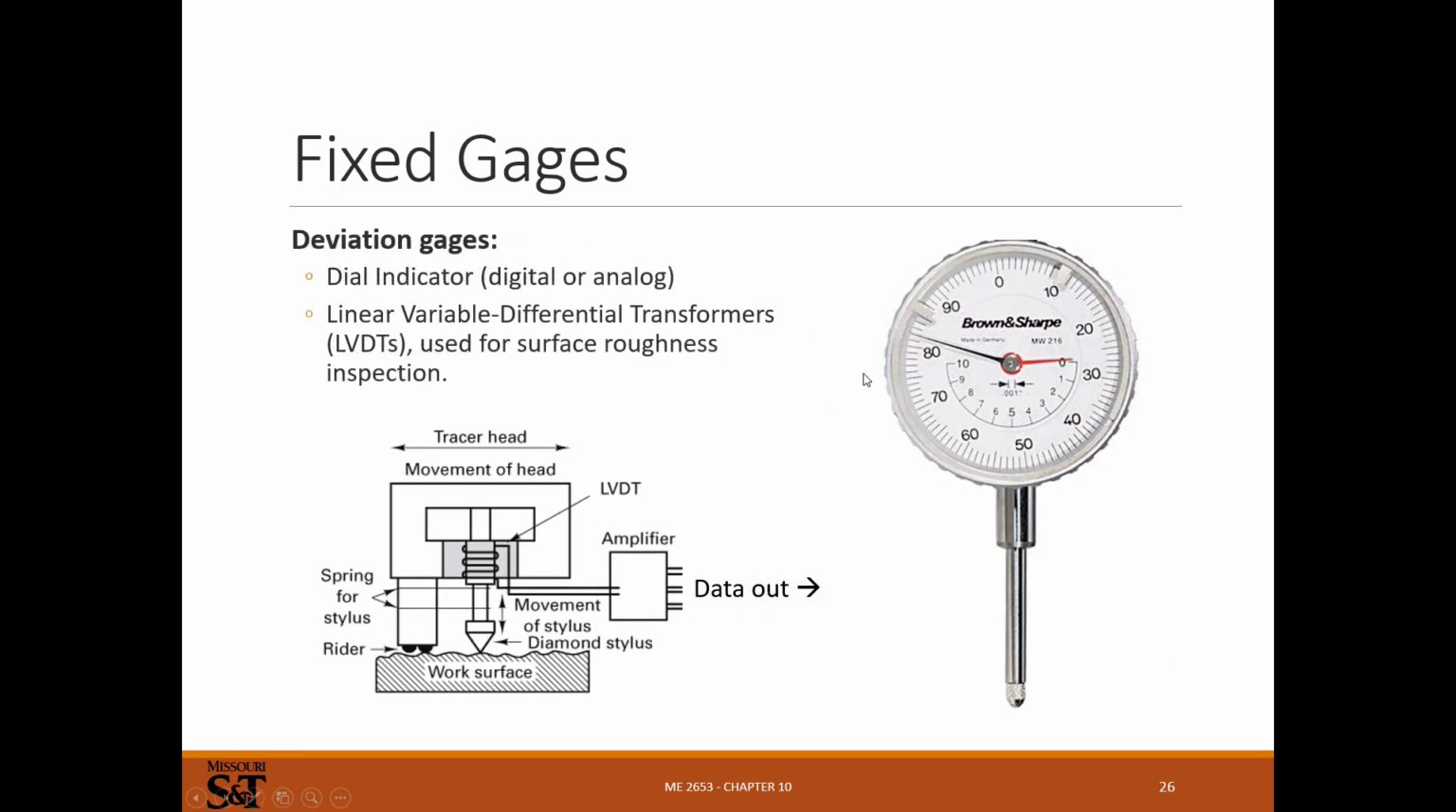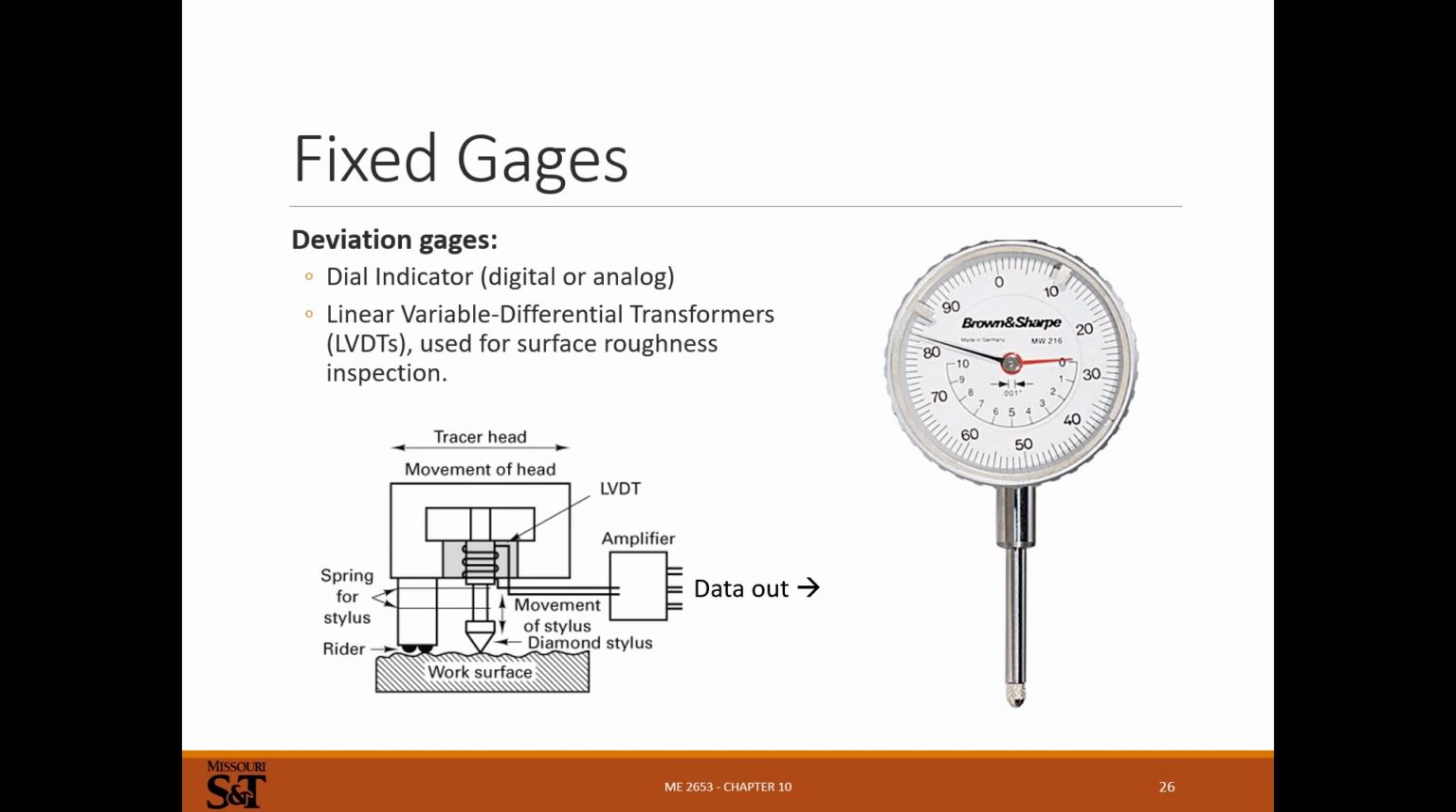Deviation gauges, dial indicators. This is very useful in machining, especially if you have a manual milling or turning machine where you don't have a digital readout. This is what you can use to measure. You can measure all sorts of things. You can measure runout. You can measure how much your axes are moving. They're very, very useful for lots of different applications.